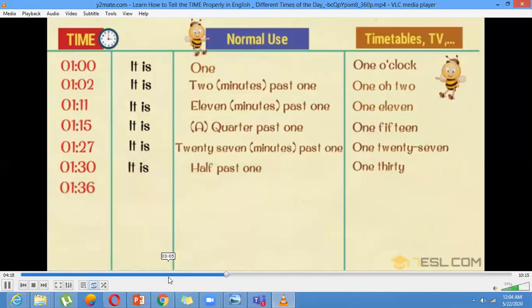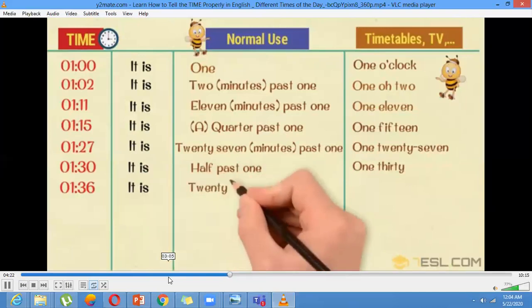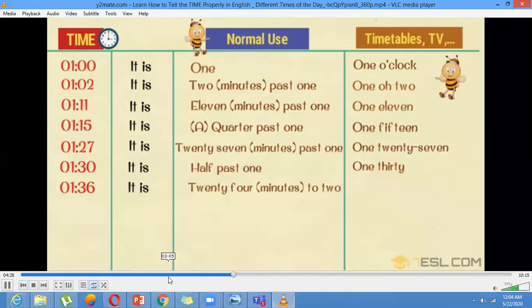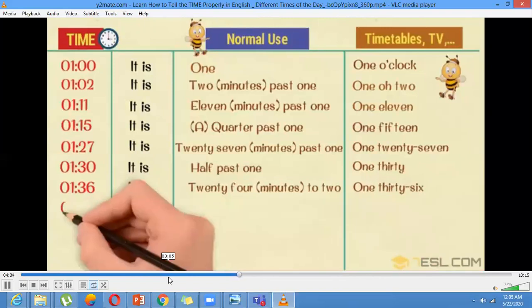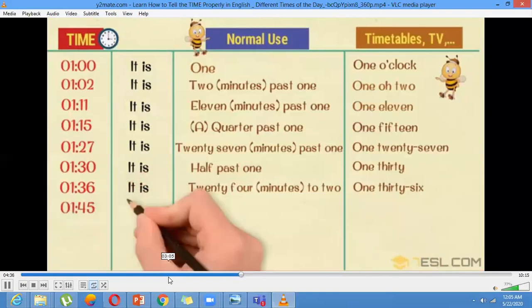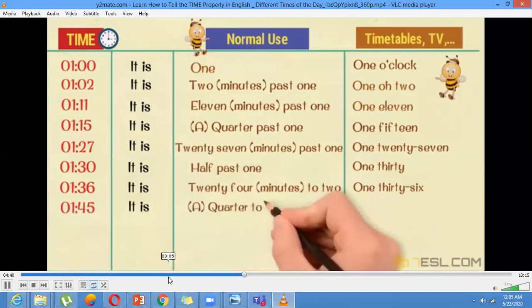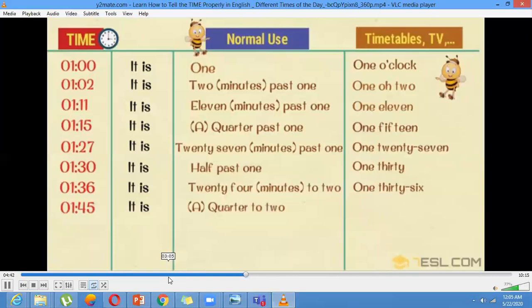It's 1:36, which means it is 24 minutes to 2. That means 24 minutes left to 2 and 1:36. Both are right. 1:45, that is quarter to 2. Quarter to 2. And then 1:45.